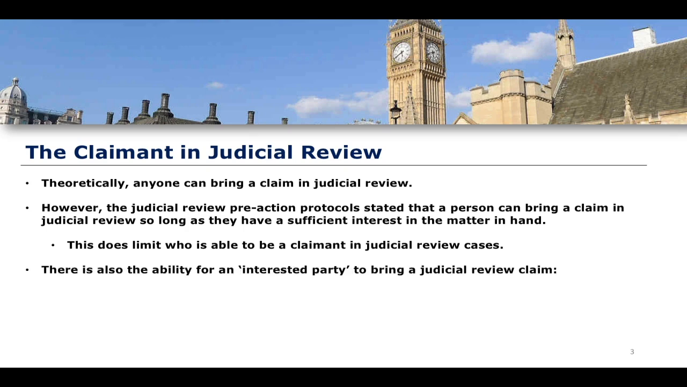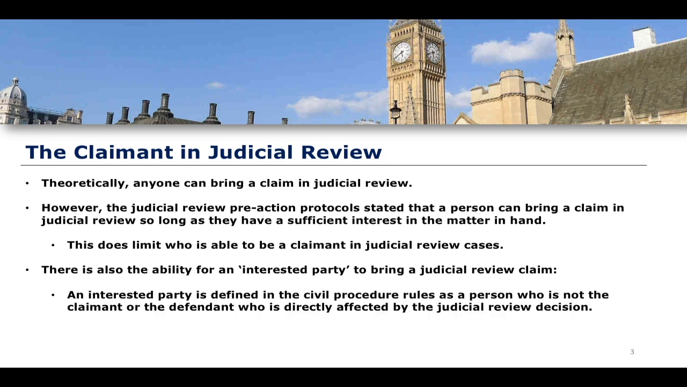There is also the ability, if you are maybe not somebody who has a sufficient interest, you may be an interested party, and therefore you may then be able to bring a claim in judicial review along that particular merit. An interested party is defined in the Civil Procedure Rules as simply a person who is not the claimant or the defendant, who is instead directly affected by the judicial review decision. So these are the two general instances where an individual may be able to bring a claim of judicial review forward.